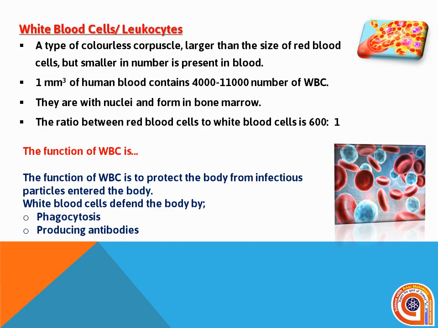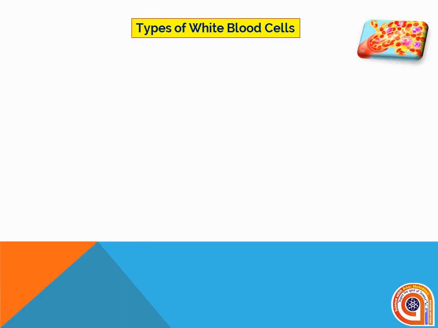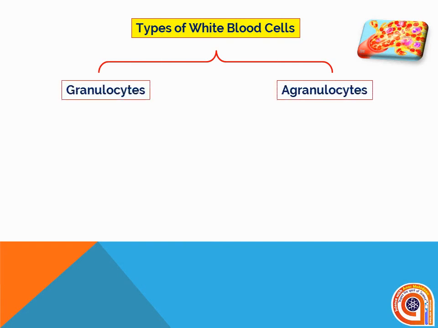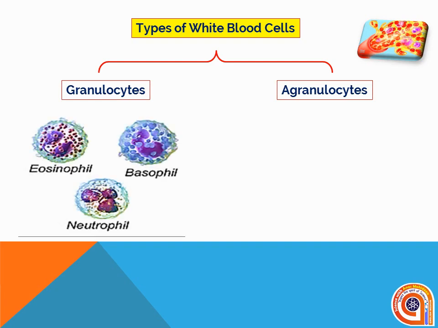That is done in two ways: phagocytosis and producing antibodies. Types of white blood cells. We divide the white blood cells into two based on the presence of granules. They are granulocytes and agranulocytes or non-granulocytes. If granules are present, they are called granulocytes, and there are three types: eosinophil, basophil, neutrophil.